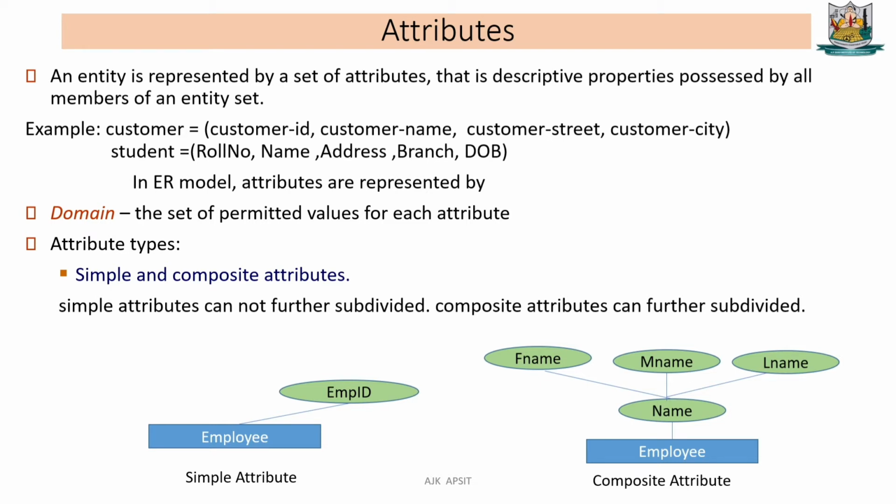So let us understand what we mean by simple attributes. Simple attributes cannot be further subdivided, as given in the example. The employee ID is a simple attribute. Now the composite attribute can be further subdivided. For example, here name is subdivided into first name, middle name and last name. The representation of the composite attribute you can see in the slide.